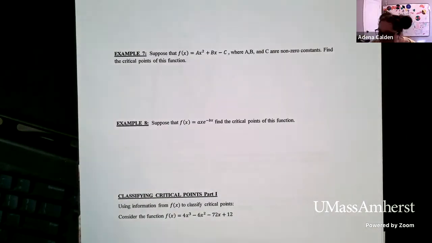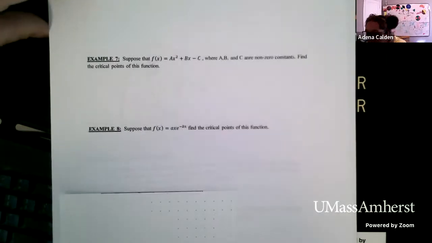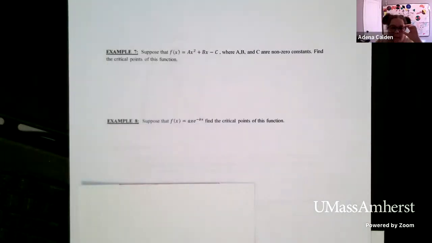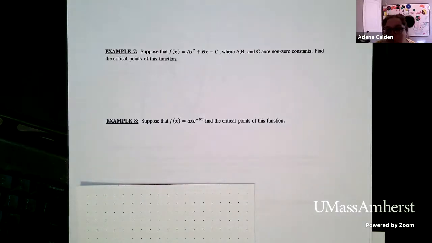Take a step back, ignore what I said for a minute. So let's look here, again, thinking about critical points of a function. We want to be able to do this in general. So what does that mean? That means if we have non-zero constants like a, b, and c, we can still find critical points. They will just have a's, b's, and possibly c's in the solution.